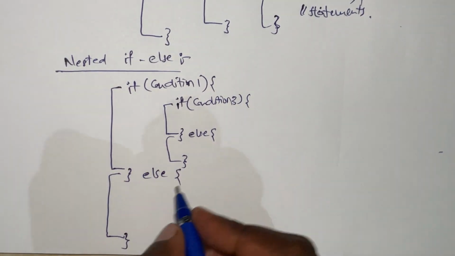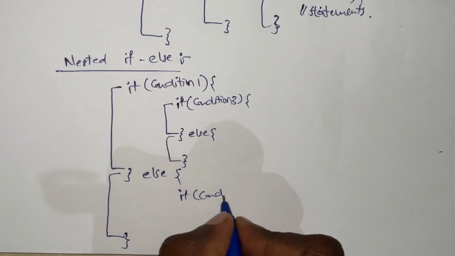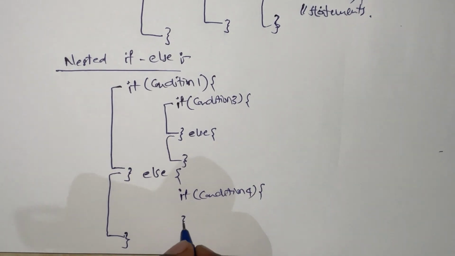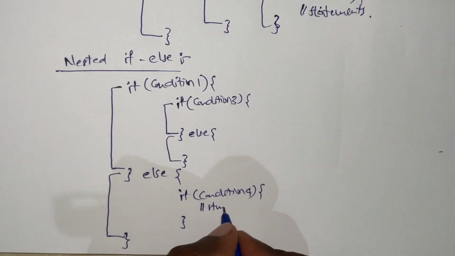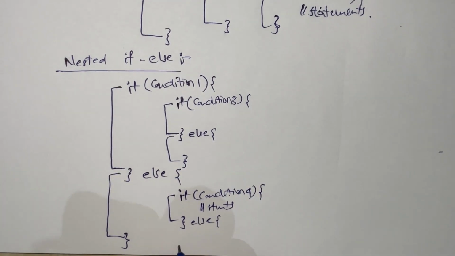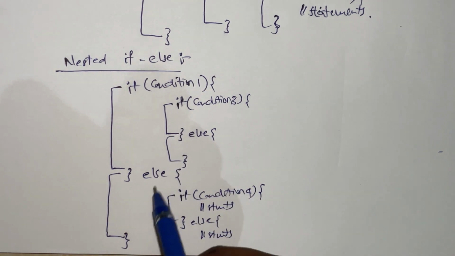This is nested if. Inside else also we can write an if condition, if condition 4 open curly brace, closed curly brace, here the statements will come, and an else block. Only if it is required do we need to write the else block, or else there is no need to write it. So this is the nested if, nested else conditions.